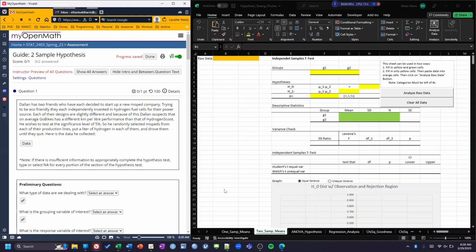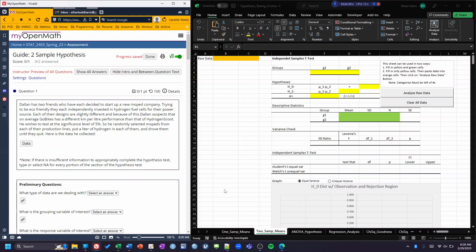Here it says that Dallin has two friends who have each decided to start up a new moped company. Trying to be eco-friendly, they each independently invested in hydrogen fuel cells for their power source. Each of their designs are slightly different, and because of this, Dallin suspects that on average, Go Bikes has a different kilometers per liter performance than that of Hydrogen Scoot. He wishes to test at the significance level of 5%.